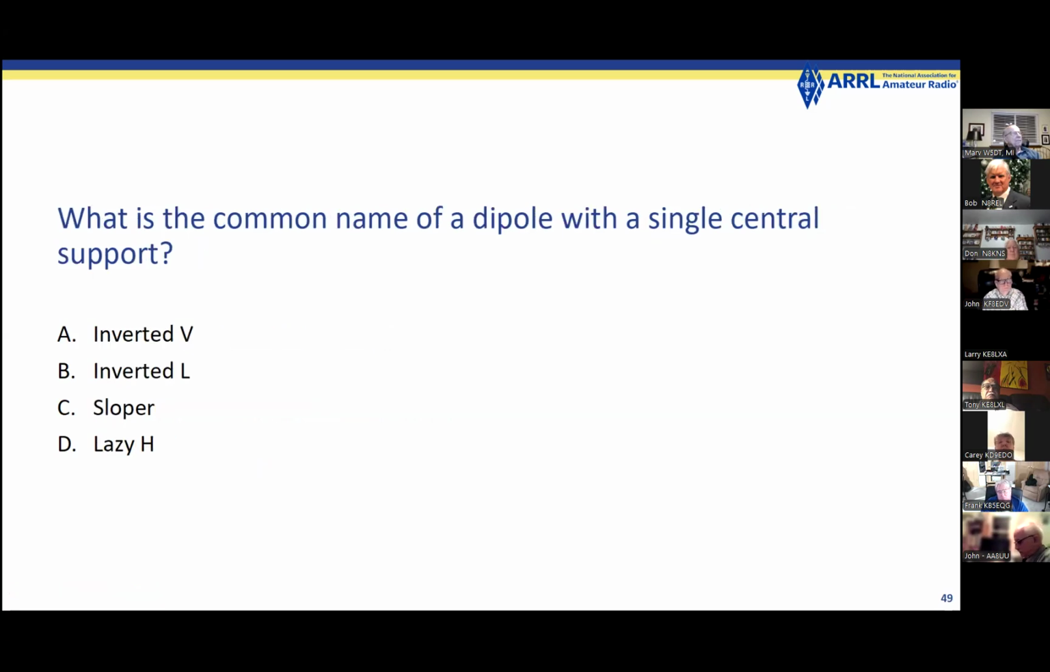What is the common name of a dipole with a single central support? An inverted V, inverted L, sloper, lazy H. Alpha on that one. What's that? Alpha. Yeah.